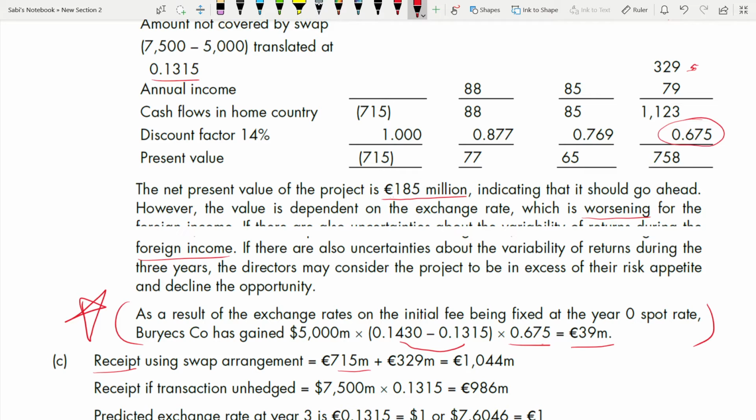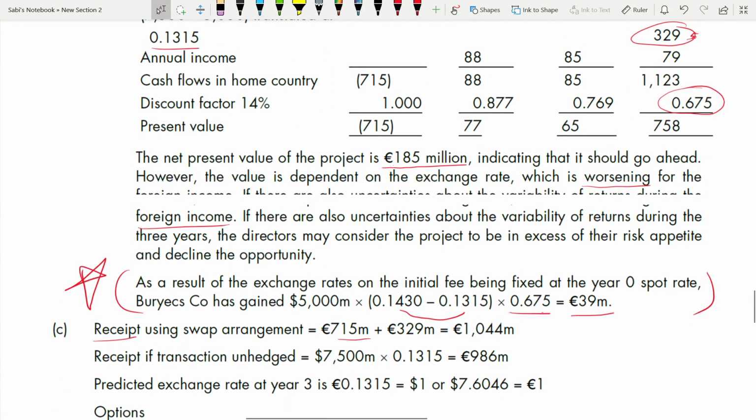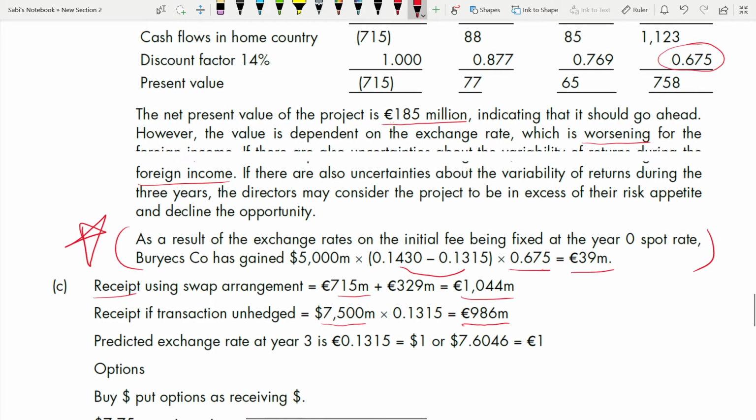715 plus 329. From where did you get this 329? This one. The amount which was not covered by the swap. You have to take this also. You also have to add that if you are using swap. So this will be the total. If you are not taking swap, you leave it unhedged. What was the receipt? They have clearly told you the receipt was 7,500 million in their requirement. You multiply by the third year's spot rate. So you are getting this much, which is very less than if you would have used swap. Now we have to use option, right?